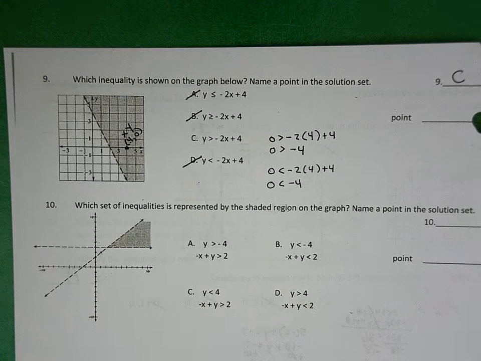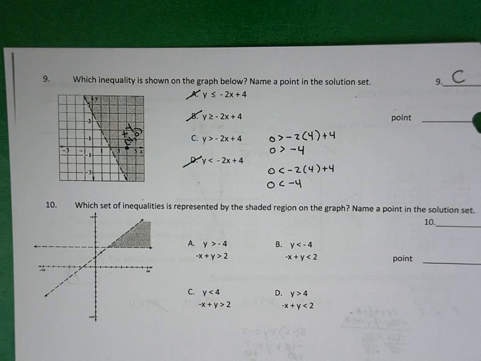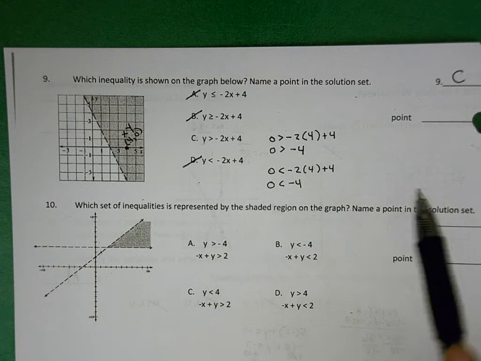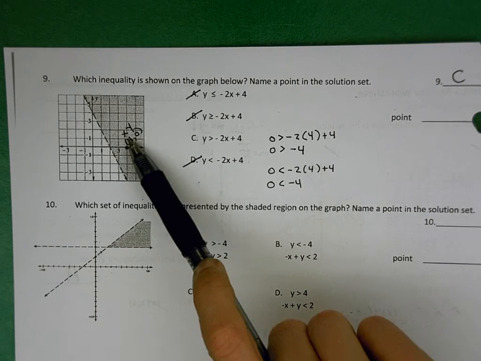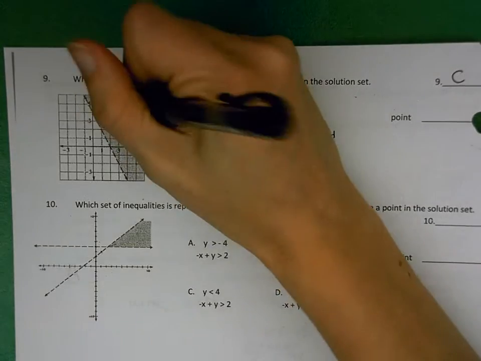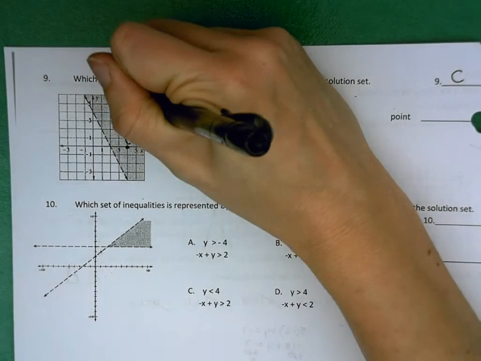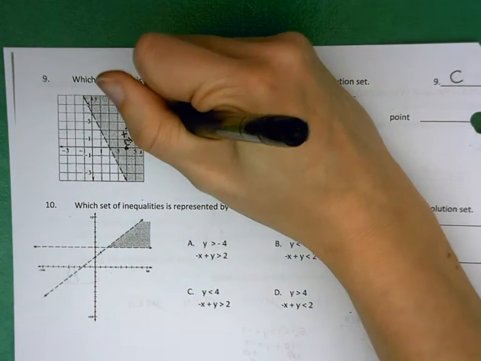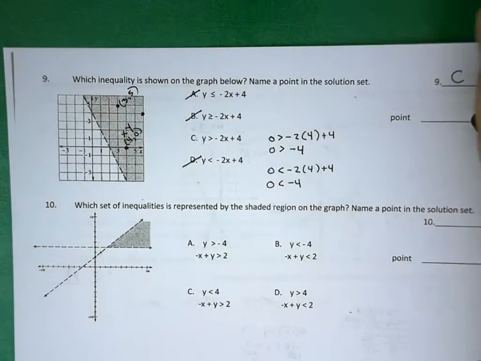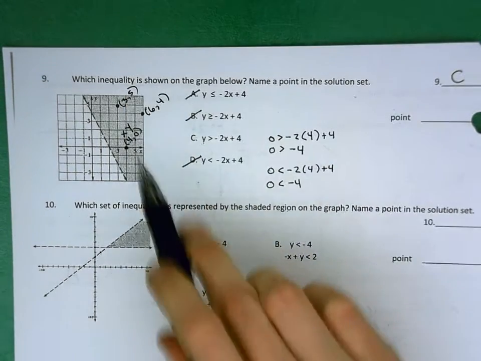Okay. The last part of these instructions was name a point in the solution set, and you can name any point. You know, I named 4, 0, so I could put 4, 0 in here, but you could pick any point in here. I could pick this point here, which is at 3, 5. Or I could pick this point over here, which is at 6, 4. Any of those are possible points, or any of the other ones.